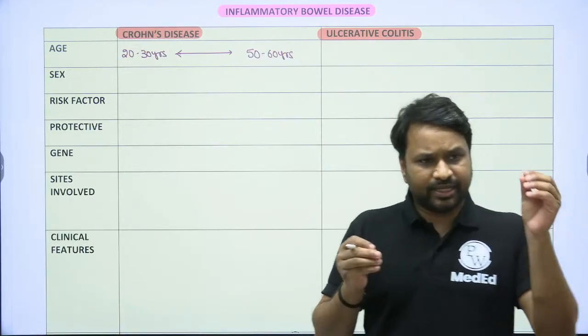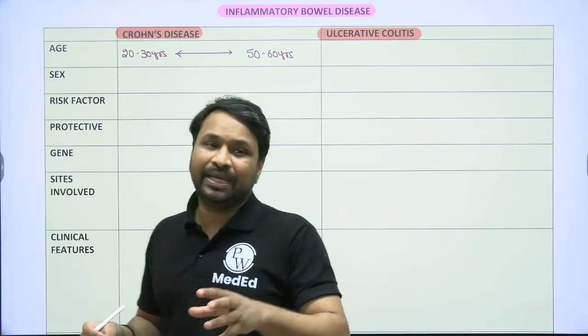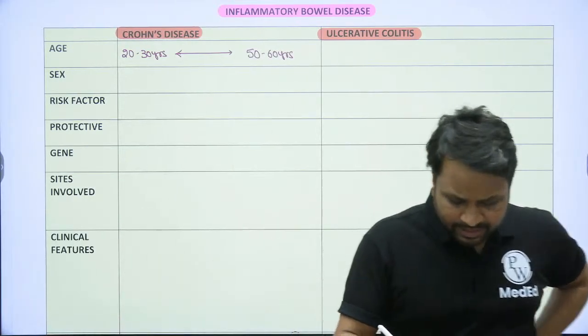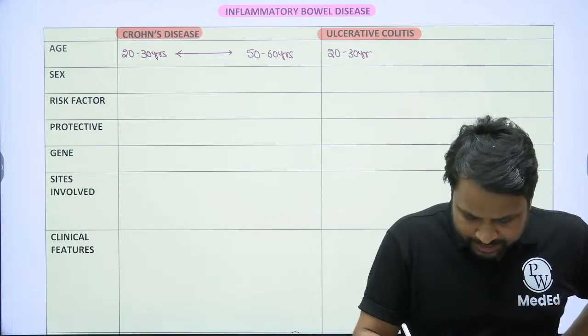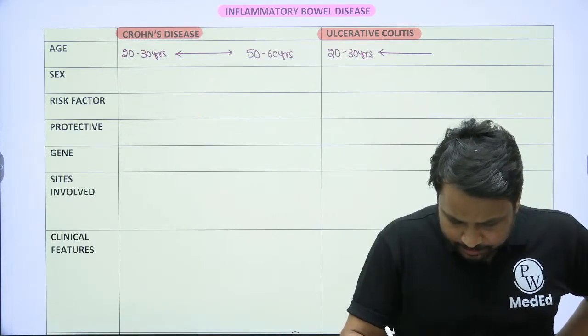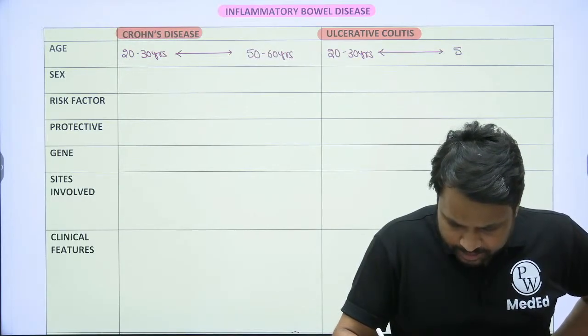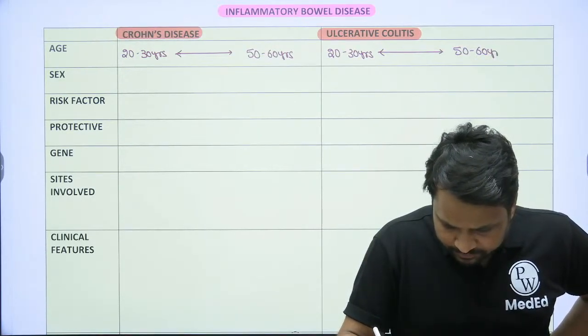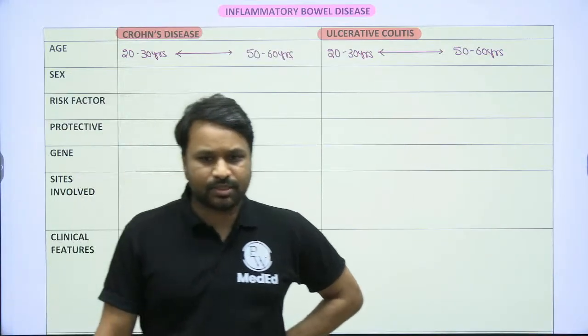Crohn's disease, the initial age of presentation is at 20 to 30 years. The second peak comes at 50 to 60 years. The same holds true for ulcerative colitis also. Initially, it is going to be 20 to 30 years, and the peak is going to hit between 50 to 60 years, right?